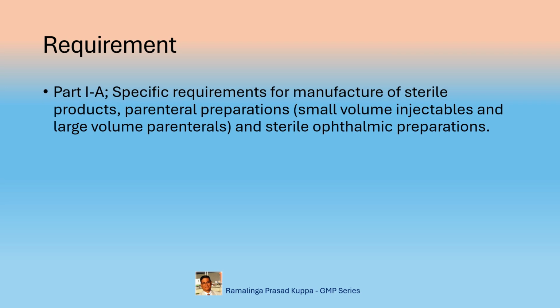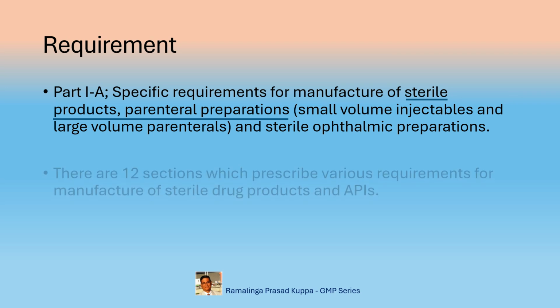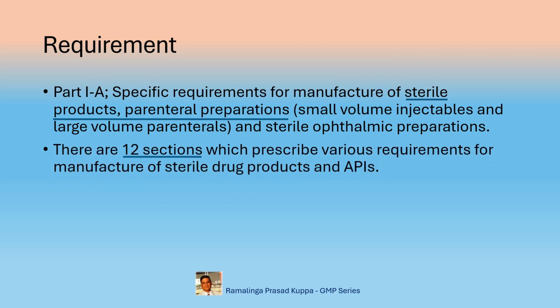Requirement Part 1A: Specific requirements for manufacture of sterile products, parenteral preparations, small volume injectables, large volume parenterals and sterile ophthalmic preparations. Manufacturing of sterile products is critical in terms of control of microorganisms. So, additional precautions must be taken for such activity to ensure sterile atmosphere throughout the activity. These drug products are sensitive and administered into the body other than through mouth. There are 12 sections which prescribe various requirements for manufacture of sterile drug products and APIs. Let us see the details in these 12 sections.